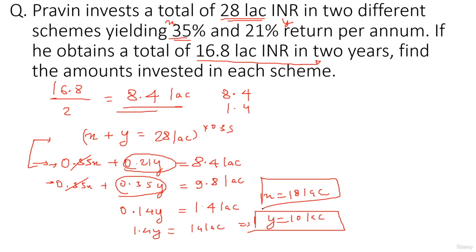Okay, so the amounts invested are 18 lakh and 10 lakh. I'm not saying the method is wrong. I probably think that this is going to be the first thing that might strike. But then there's a much quicker way to solve this question apart from this method.